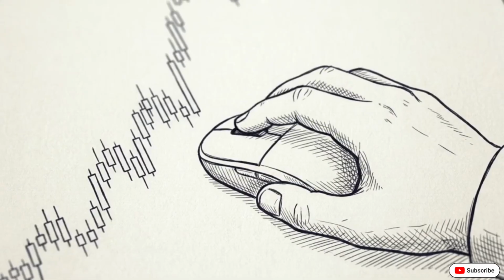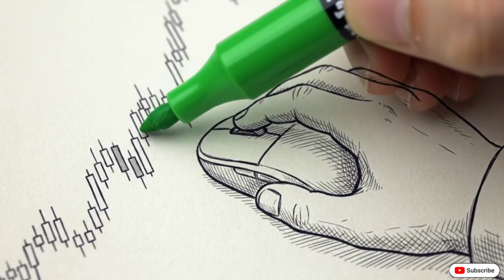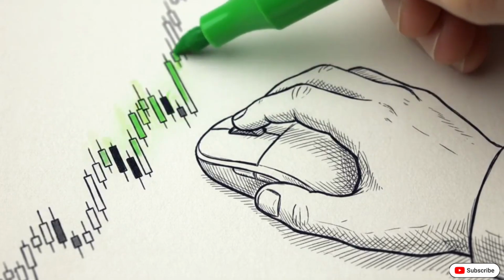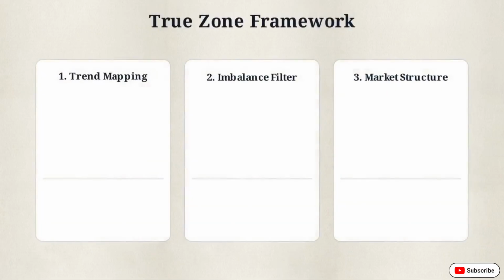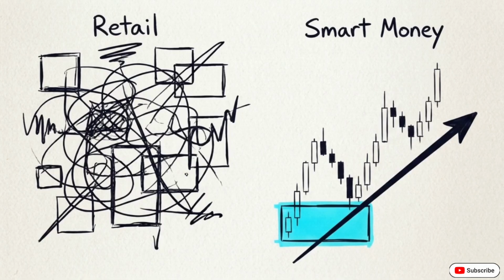Combining structural logic with precise time frame alignment removes emotion from the equation. It transforms trading from a reactive guessing game into a calculated strike. You now have a 3-step framework. You map the trend, filter out bad zones using imbalance, and confirm the true zone through market structure. This comparison shows the difference. The retail trader views a chaotic chart filled with traps, while the operator views a filtered, highly precise setup.